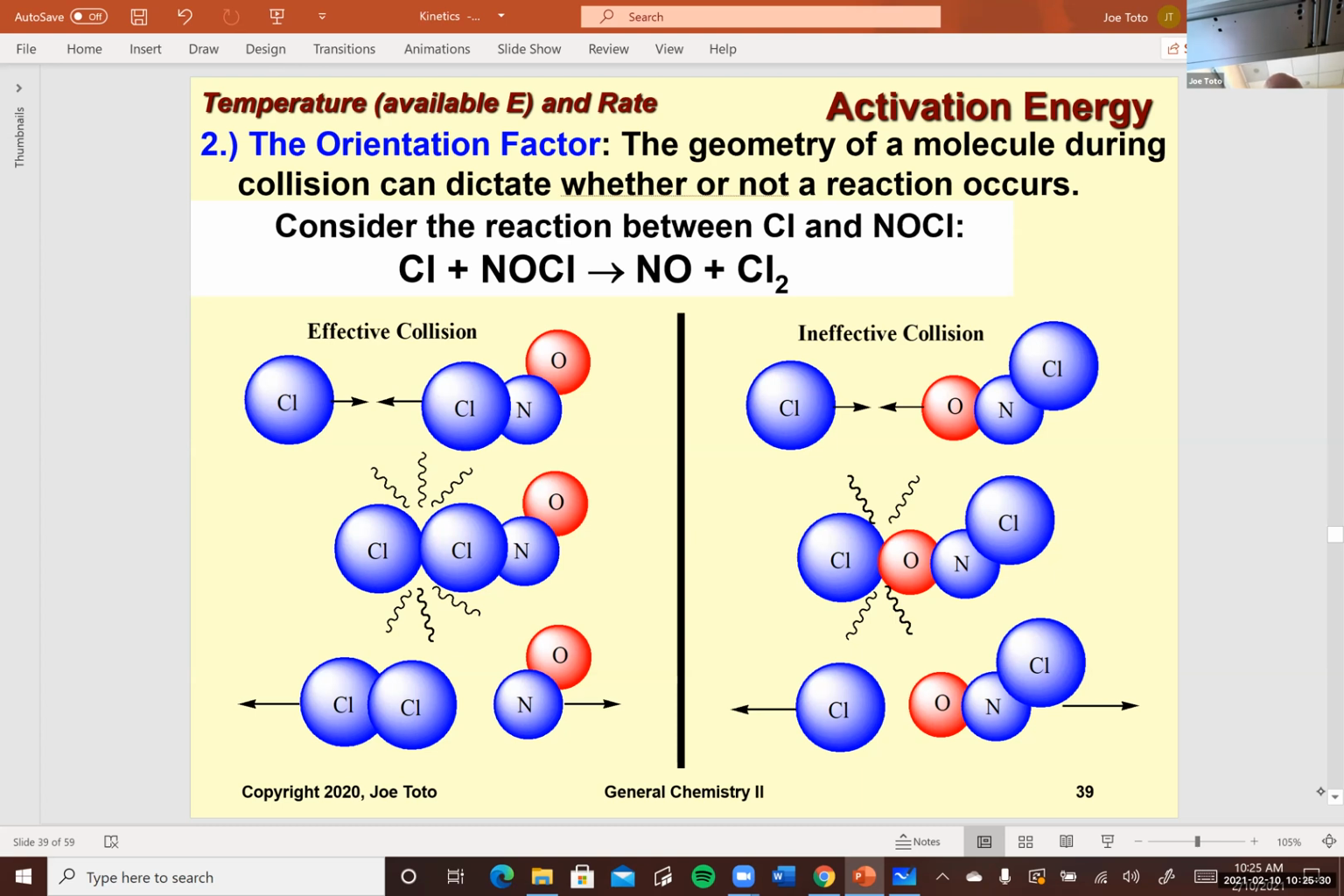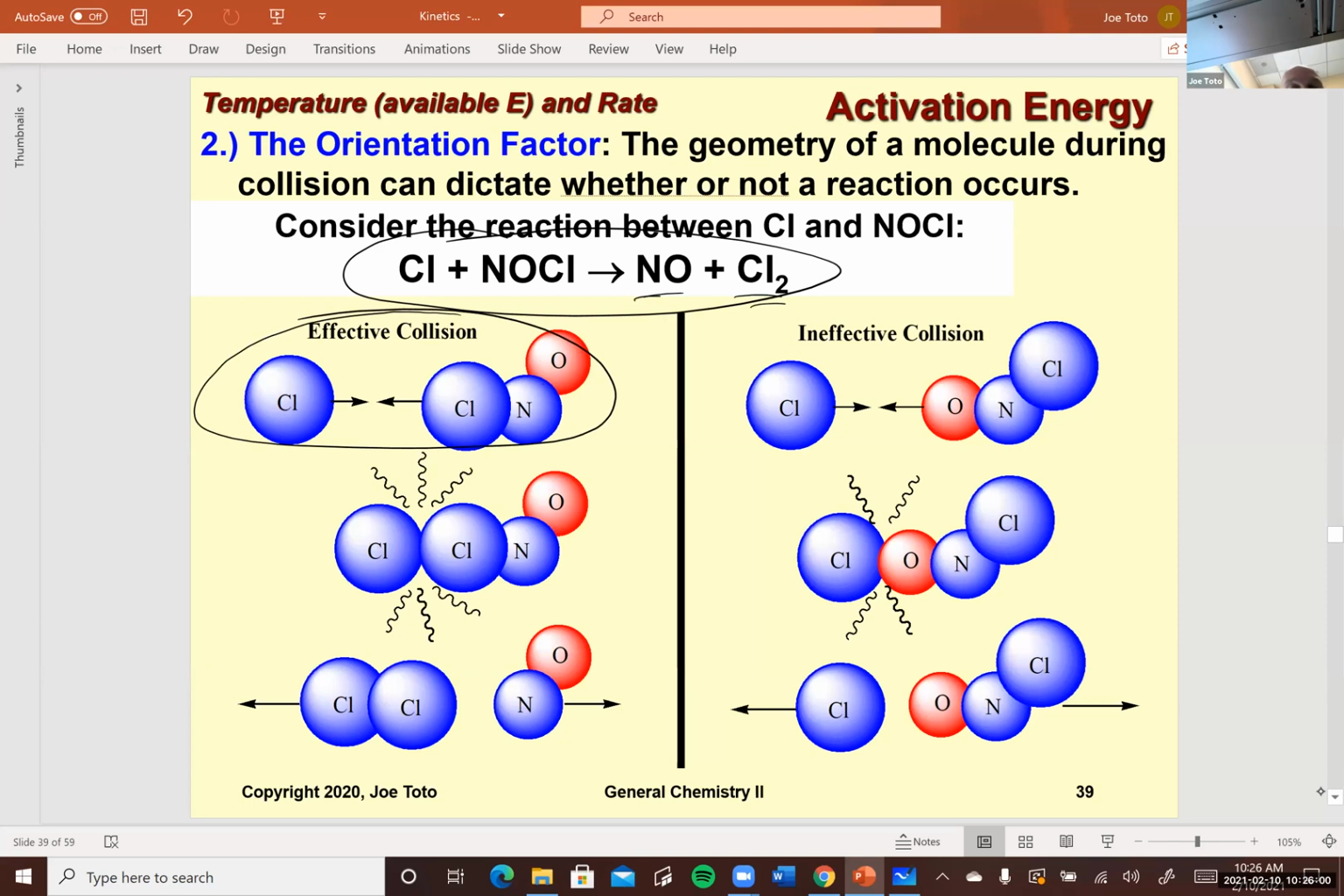He's using the collision model, and he's saying, well, geez, you can have effective collisions and ineffective collisions, even if they have the right amount of energy. This is also important. So here I have some reaction where I'm going to take a chlorine and I'm going to react it with NOCl. My products are going to be NO and Cl2. So I can imagine when these two reactants come together and they collide in this orientation where the two Cl's collide, that, yeah, that's a good orientation.